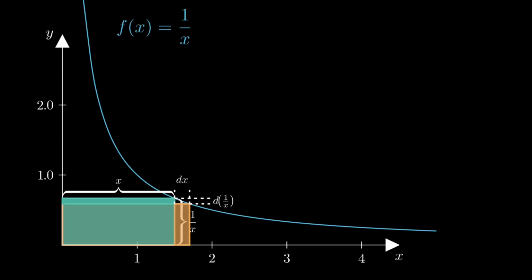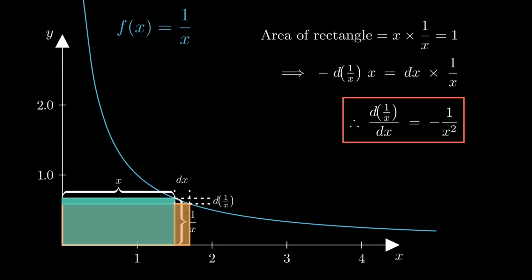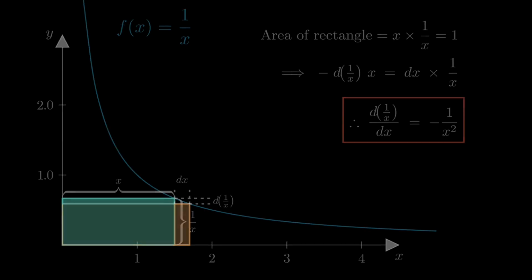Visually, we see 2 small strips, an orange one added to the right and a teal one lost from the top. If we balance these 2 changes and rearrange the equation, we arrive at a relation between dx and the change in 1 over x. The result: the derivative of 1 over x is negative 1 over x squared. This matches what we would expect if we extended the power rule to x to the power minus 1.